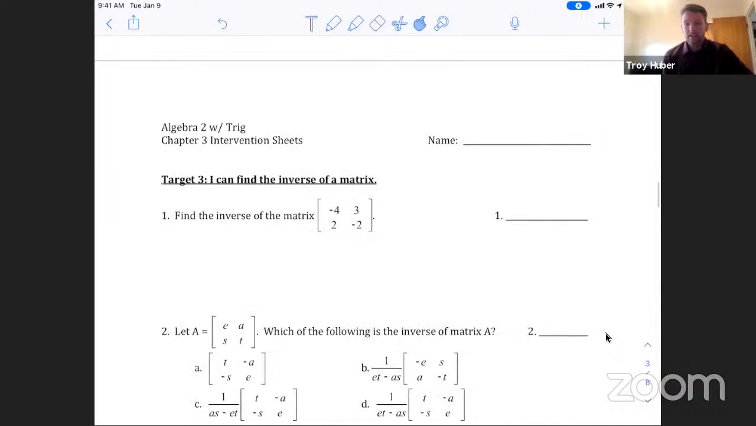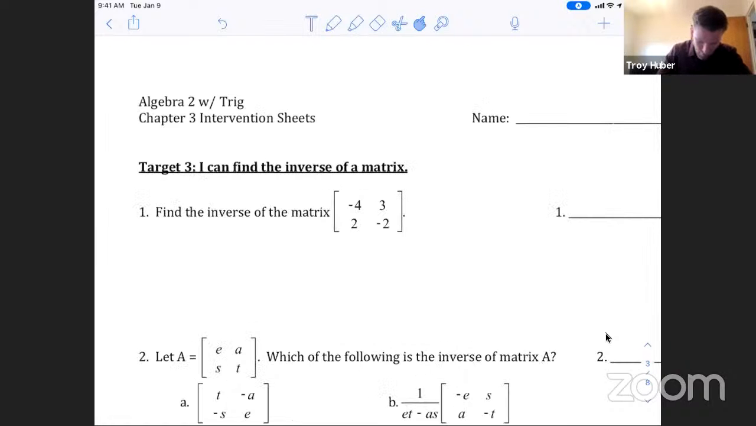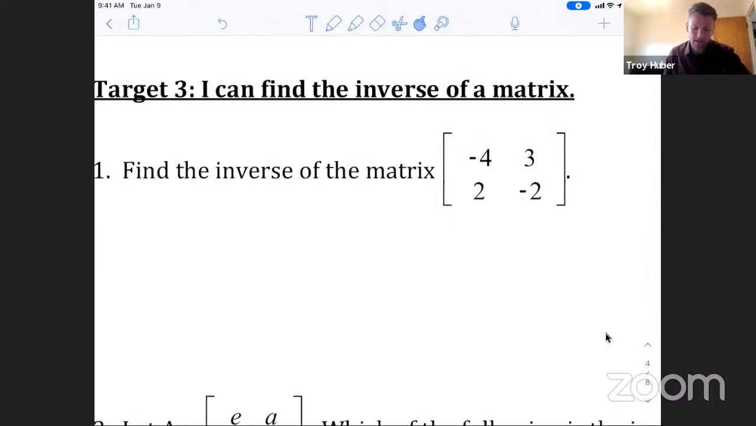All right. Now, the reason that we need that determinant is so that we can find the inverse of a matrix. All right. So this one says find the inverse of the matrix. So first we need to find the determinant, which is what we were just doing in our last couple examples.